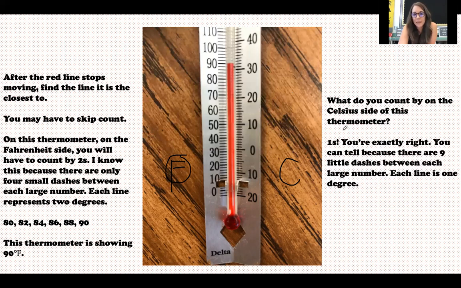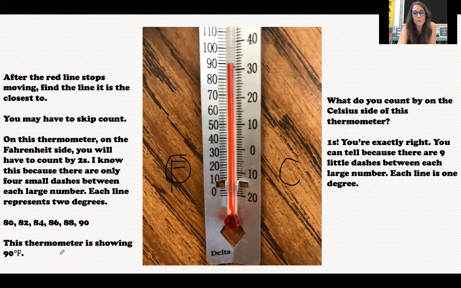All right, so it says count by ones. You're exactly right. You can tell because there are 9 little dashes between each large number. Each line is 1 degree. So for example, there's 20, 21, 22, 23, 24, 25, 26, 27, 28, 29, 30. So you're lucky because on the Celsius side on this thermometer, you don't have to skip count. Just count by ones. Each of those little dashes is 1 degree on the Celsius side.